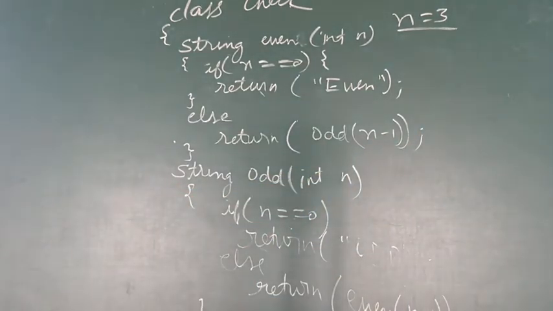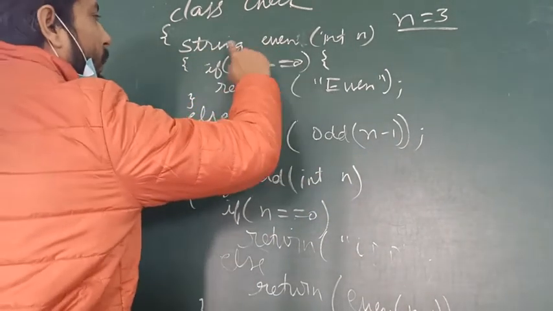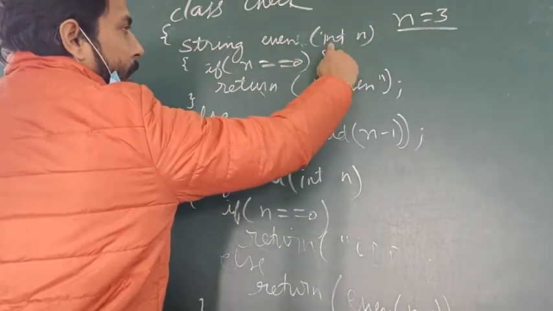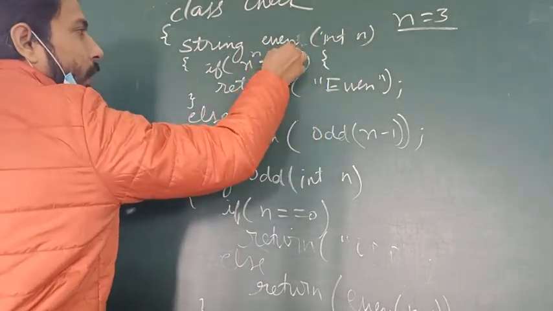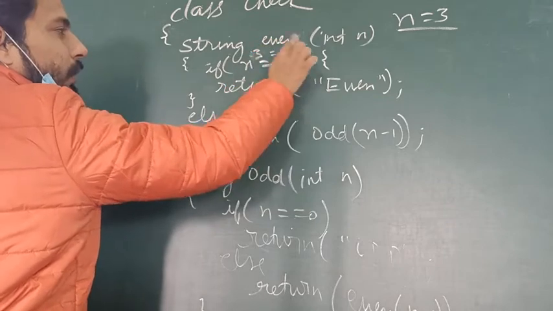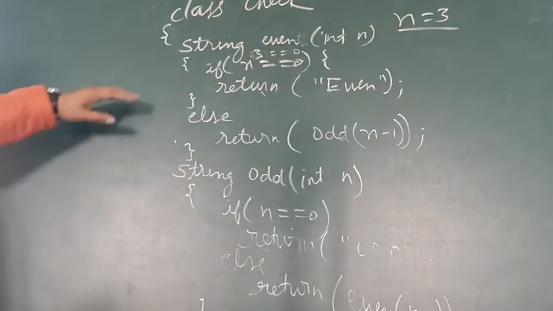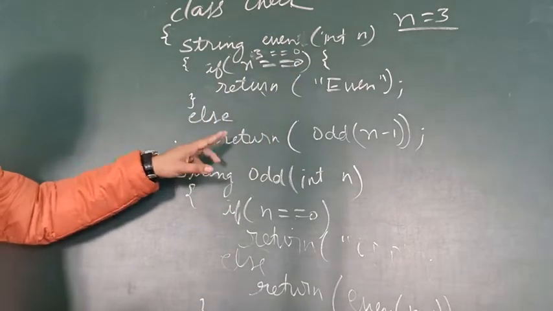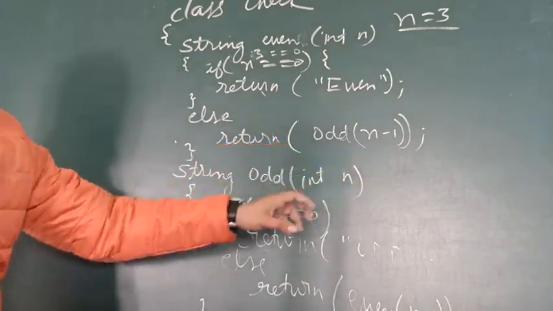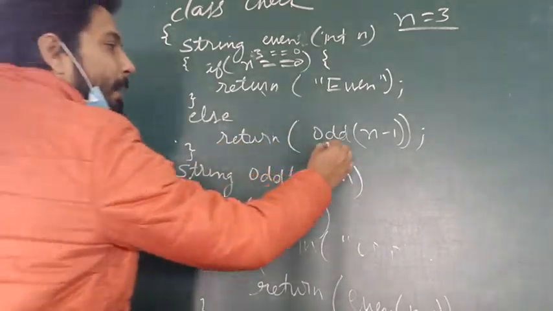So if the value is 3, first it will go to the string even into 3. So n equals 0, 3 equals 0, the condition is false. It will go to the else part. In else, return odd n minus 1. So here, return odd n minus 1.